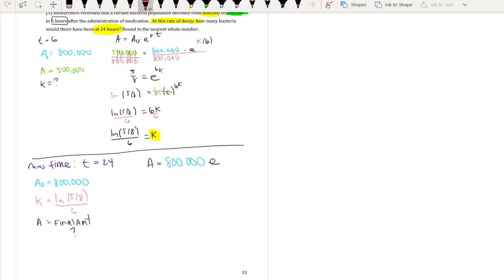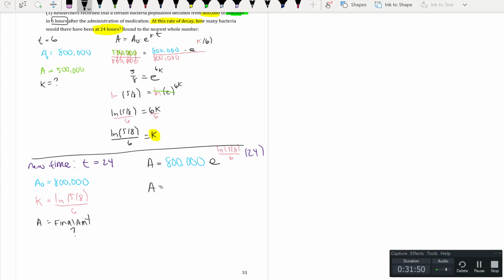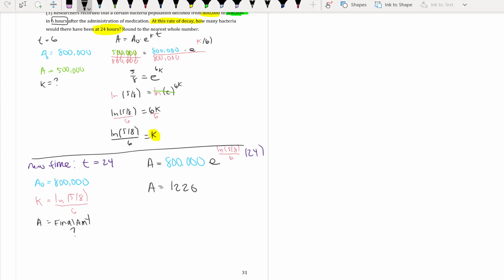E, and we have my k value, so ln of 5/8 being divided by 6. And the time here that we're plugging in is 24, so times 24. So let's go ahead and plug this into your calculator, and you're going to get a decimal approximation. And with that decimal approximation, I got the value of 122,070.3125.